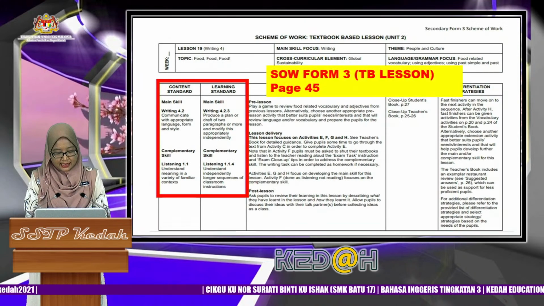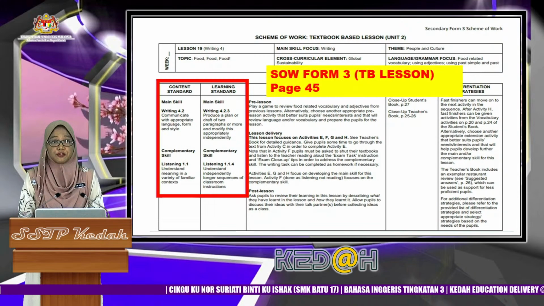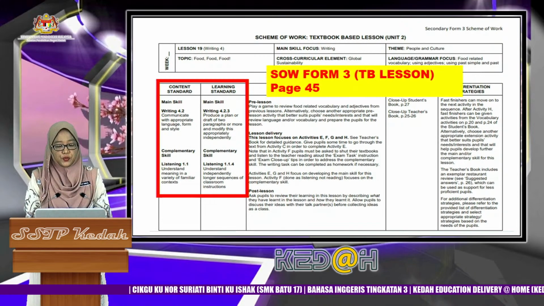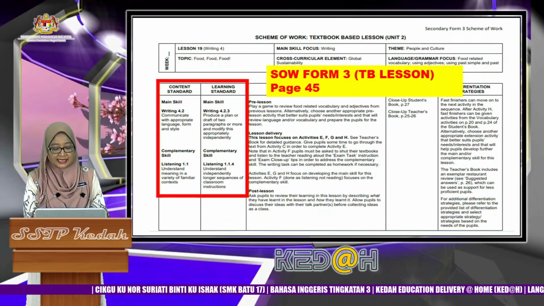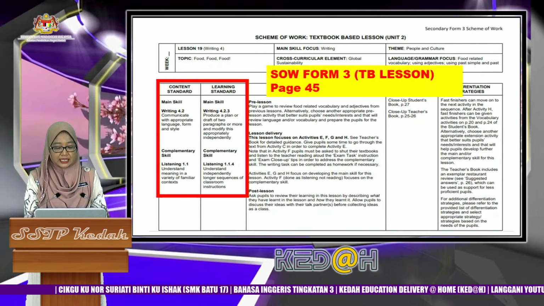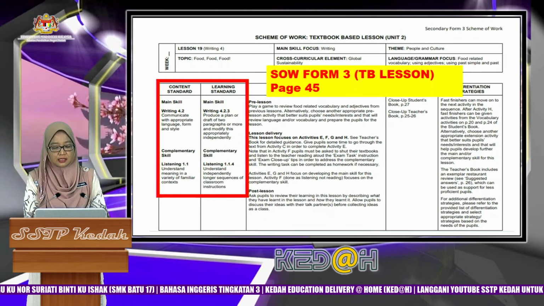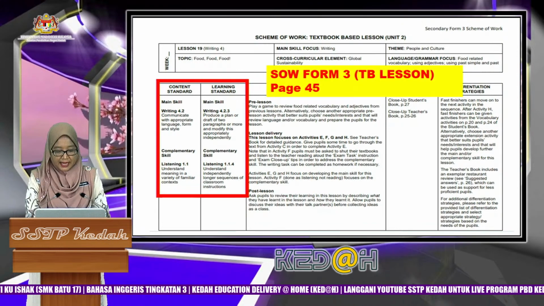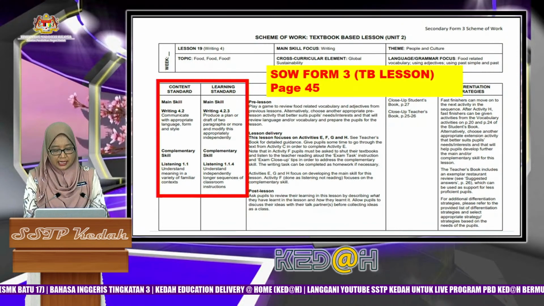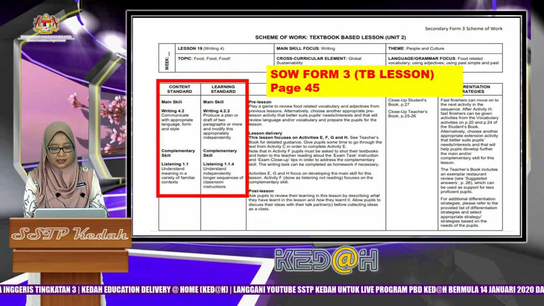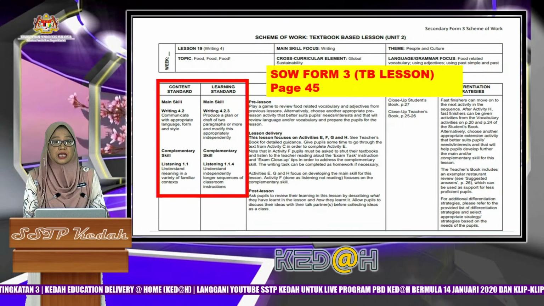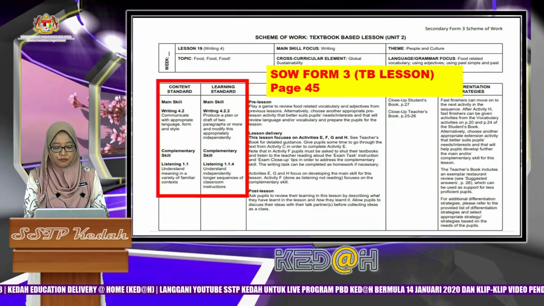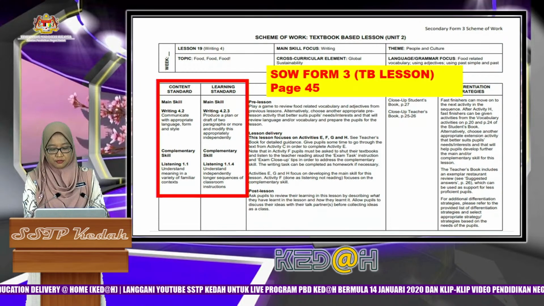The content standard and the learning standard are derived from the scheme of work. You will also get to refer to the suggested learning outline and differentiated strategies in this document. You are to plan your lesson according to your pupils' ability and what suits them best. This learning outline is to help you get the overall idea of how the lesson should be. For today, I am referring to page 43 of the scheme of work.